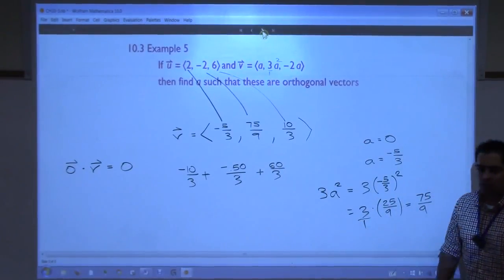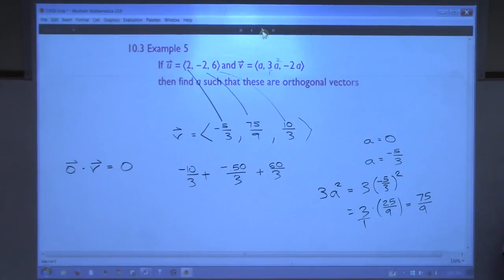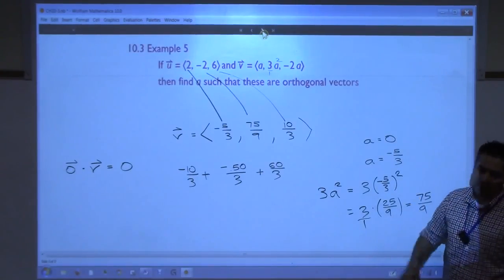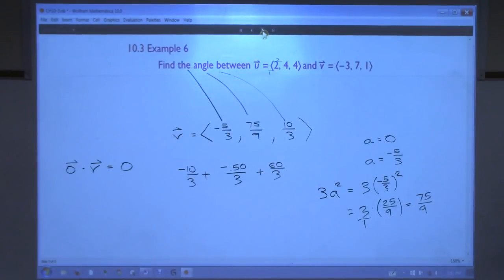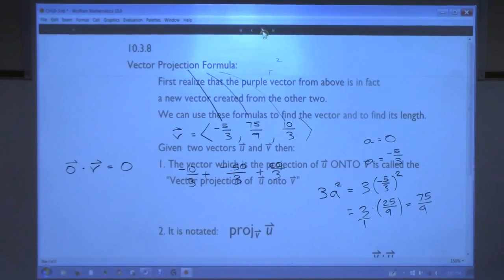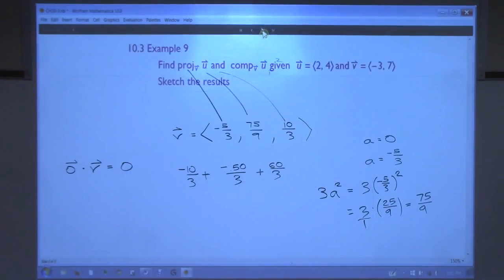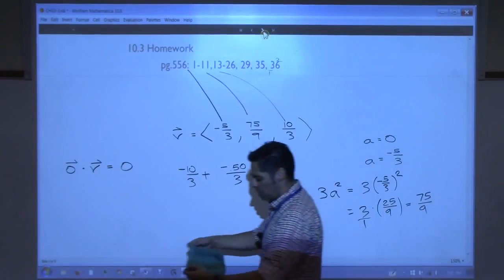All right, so at least get through your 10.2 homework. We're into 10.3. See how much further we have. Yeah, we still got some more important stuff in 10.3. But we'll finish 10.3 next time for sure, and then we'll get into cross product.